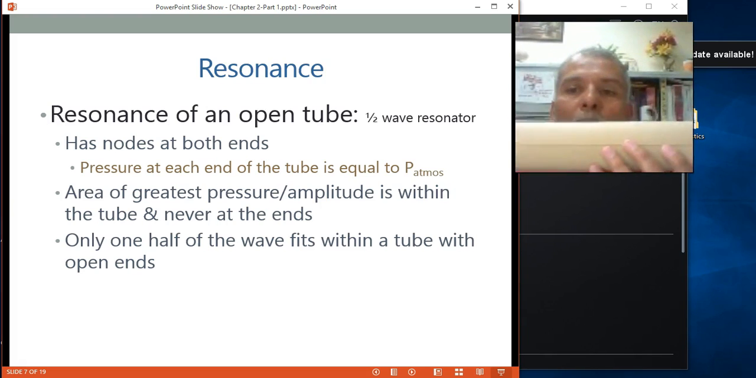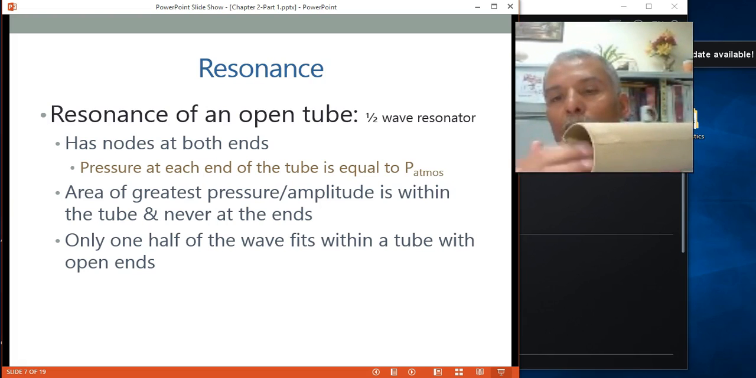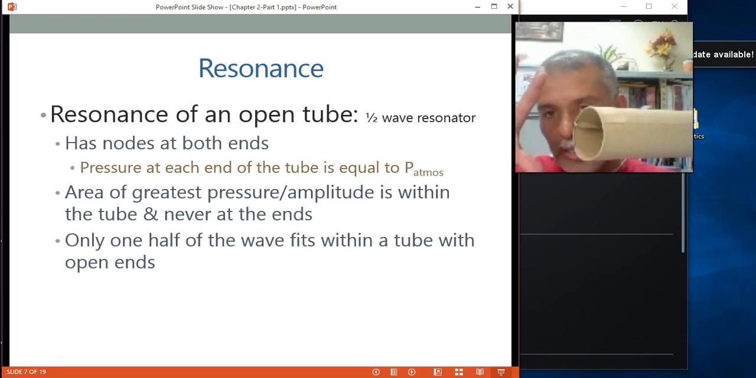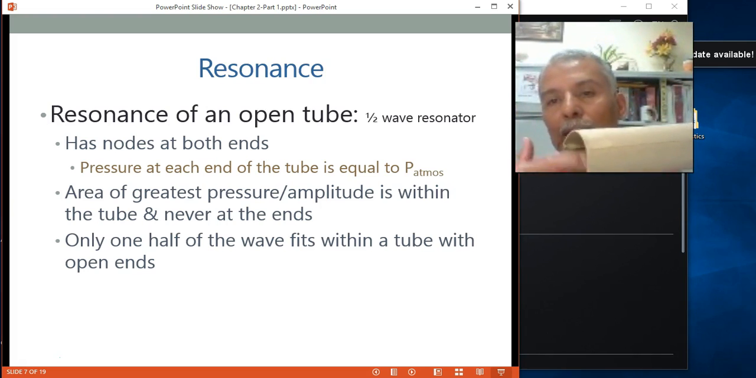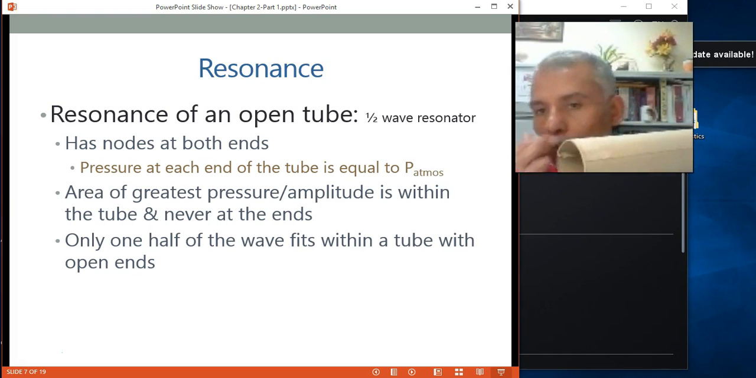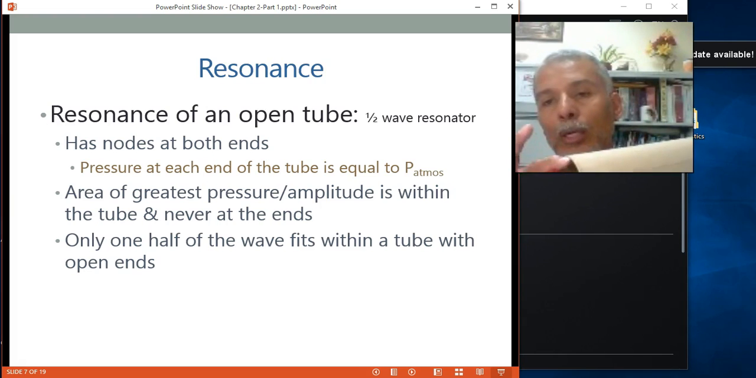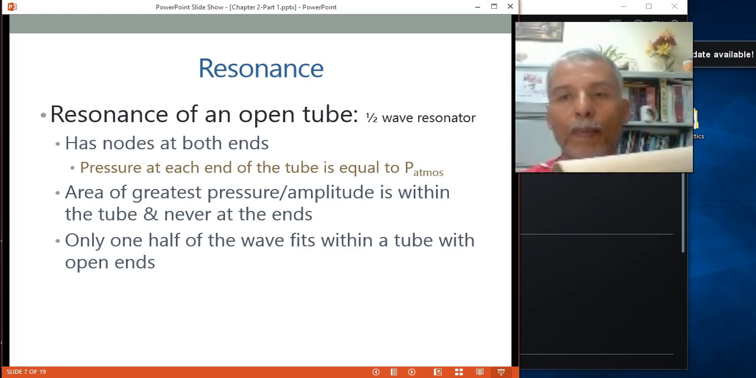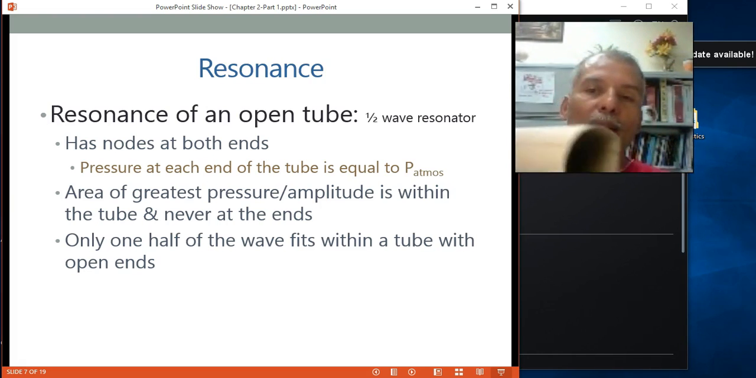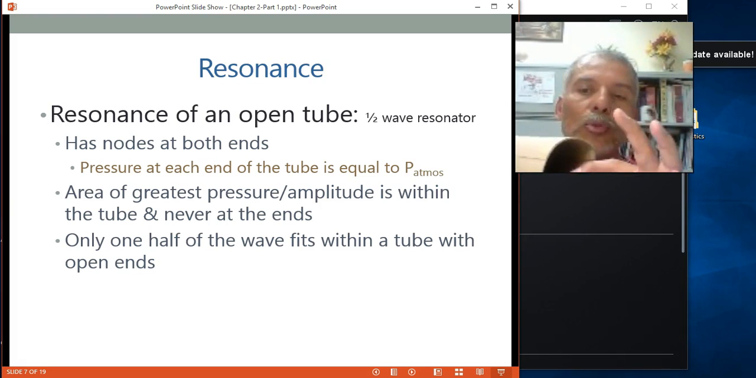When you look here, this is open. There is no difference in pressure between the air outside and the air inside at this opening. So that is called a node. It means there's no pressure here. This is equal to that. And the other side is the same. So it has two nodes.